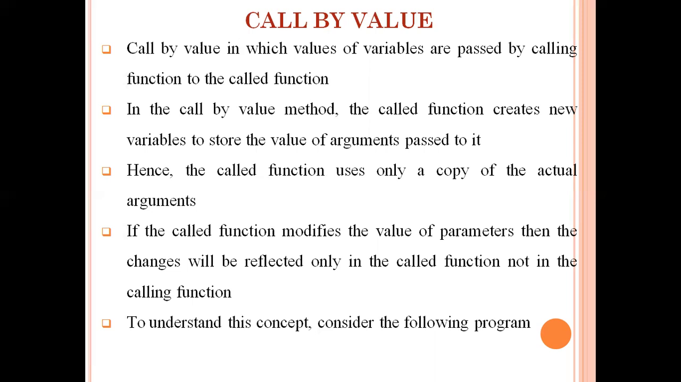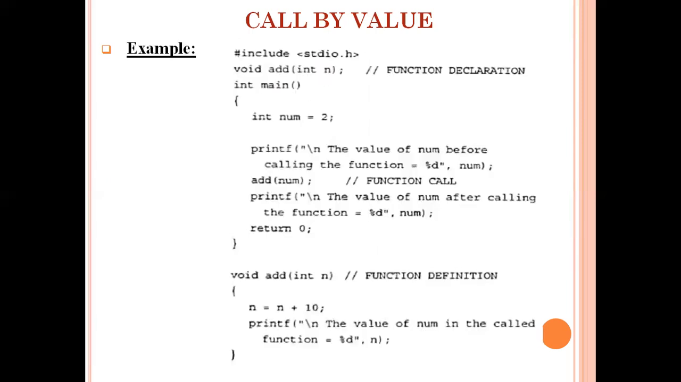So to understand this concept, just consider the following program. Here, we have two functions. The calling function is the main function, and the called function is the add function. The add function is declared outside of all other functions, that is main and add. This is the function declaration statement, and the add function is declared of void type. Void type means this add function cannot return any value to the calling function. And it takes only one argument of integer type, that is int n.